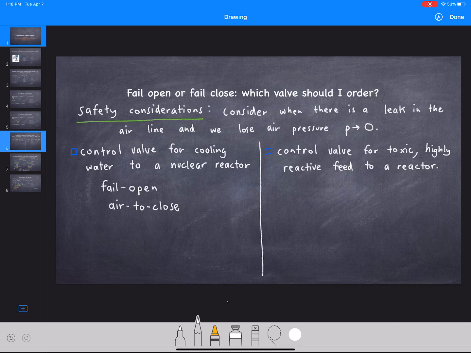So the other situation we'll consider is when this control valve is for a toxic, highly reactive feed into a reactor. So now what we want is for, if we lose air, we don't want that toxic and highly reactive feed spewing into the reactor by default. Instead, we want the valve to fail close, so that when we lose air pressure, that valve will by default be closed and avoid spewing unwanted toxic and highly reactive feed into the reactor. I.e., we want this valve to need air in order to be open. So these are two scenarios that you can consider to gain insights into which one you would choose for your process.